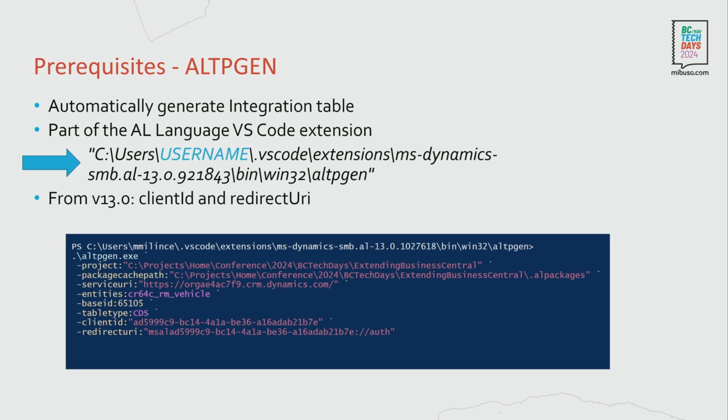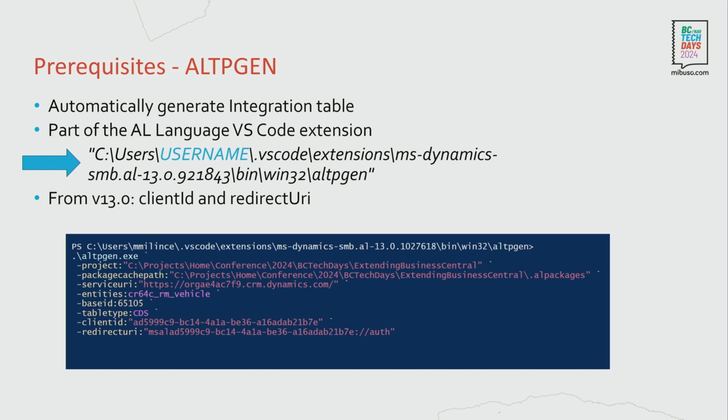What is also important, from version 13 of AL language, they introduced two new parameters needed to run the script. And these are client ID and redirect URI. It is because Microsoft removed the default Entra application from this tool. The reason was security issues.